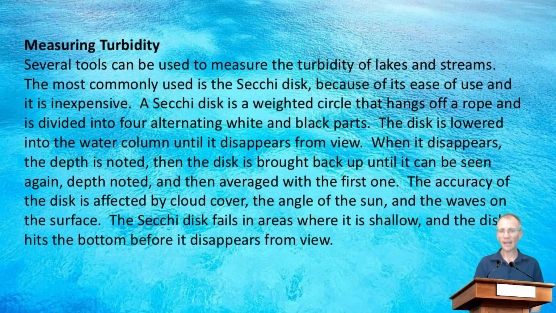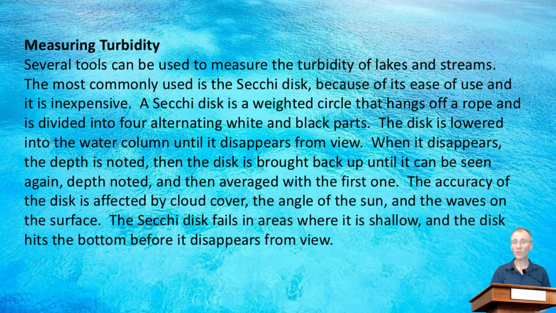Measuring turbidity. Several tools can be used to measure the turbidity of lakes and streams. The most commonly used is a Secchi disc because of its ease of use and it is inexpensive. A Secchi disc is a weighted circle that hangs off a rope and is divided into 4 alternating white and black parts. The disc is lowered into the water column until it disappears from view. When it disappears, the depth is noted.